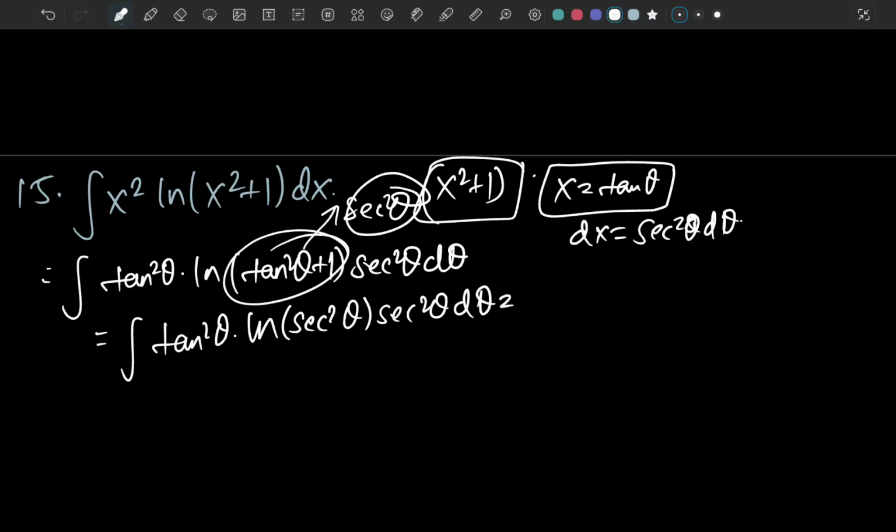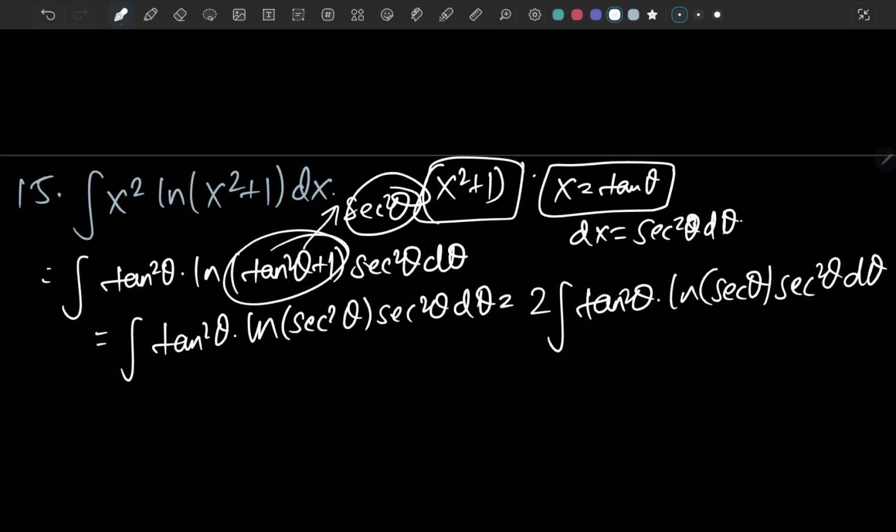Now what we should do is, we can just do this: ln of secant theta times secant square theta d theta. So far so good. And now what should we do?